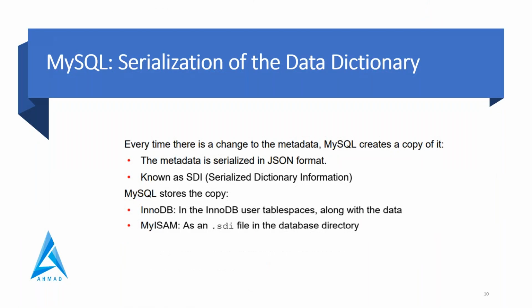Now come to serialization of the data dictionary. Every time there is a change to the metadata, MySQL creates a copy of it. The metadata is serialized in JSON format, known as SDI, serialized dictionary information, and MySQL stores the copy. If it is InnoDB, the copy is stored in the InnoDB user tablespace along with the data. And if your storage engine is MyISAM, then there is a file with the extension .sdi in the database directory. So you can find it with the help of the extension.